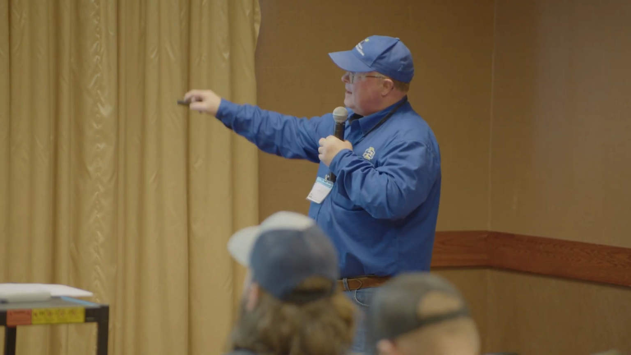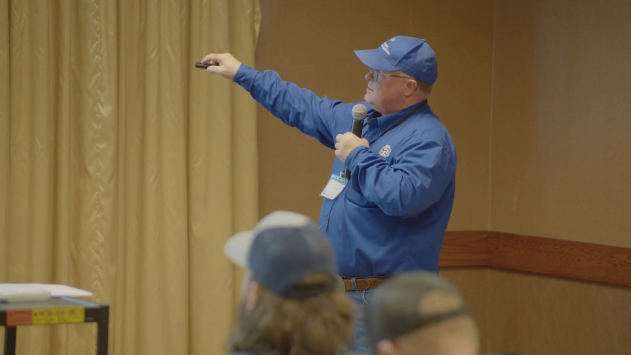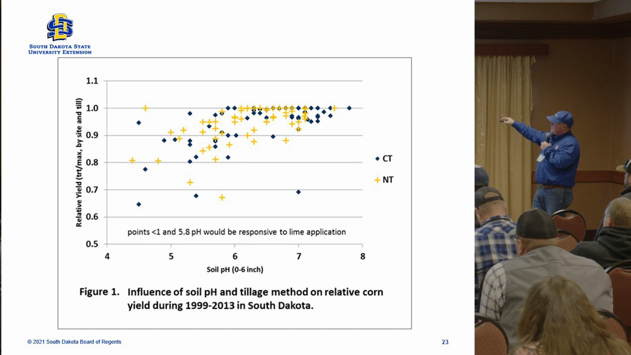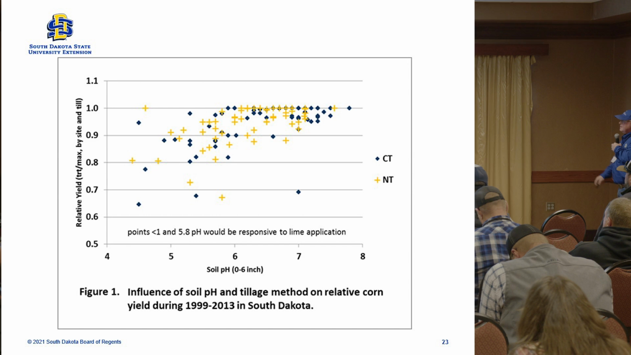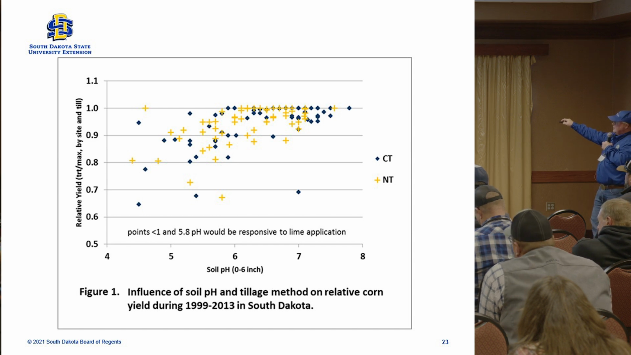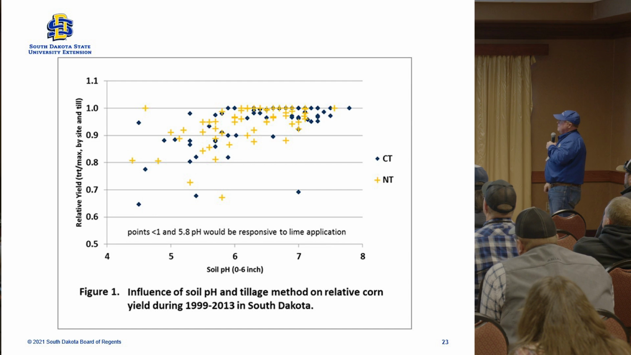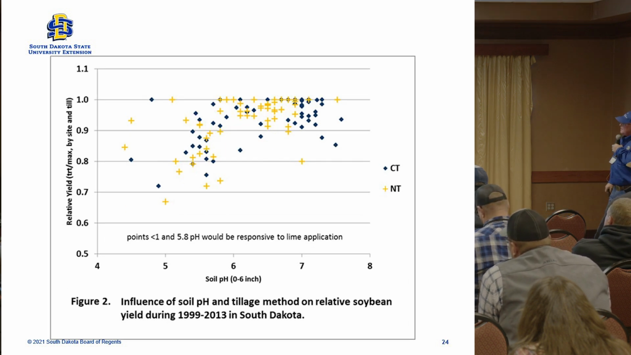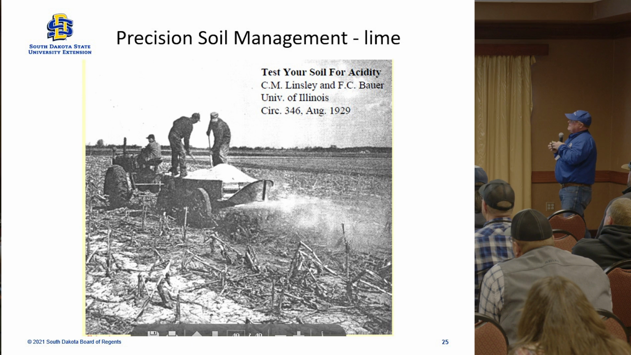Here's South Dakota data from a number of years. Here's how we kind of get that 6.4 buffer pH here. Like these points below are responsive to lime application and phosphorus. You'll notice there's not a big difference between the no-till plots and the conventional till plots. That's corn. Here's soybeans, same story, amazingly, same story. And then let's go back in time.